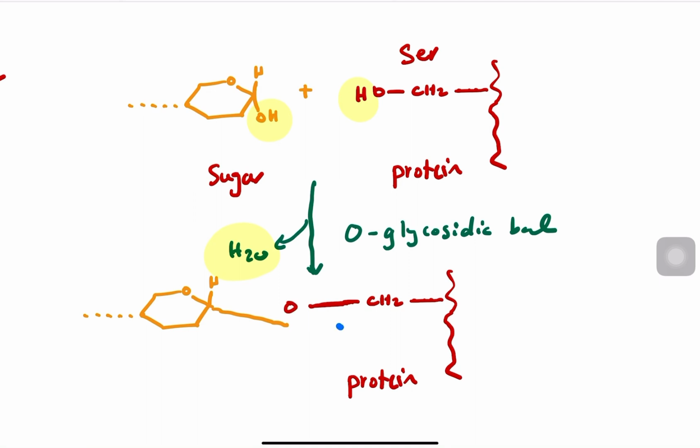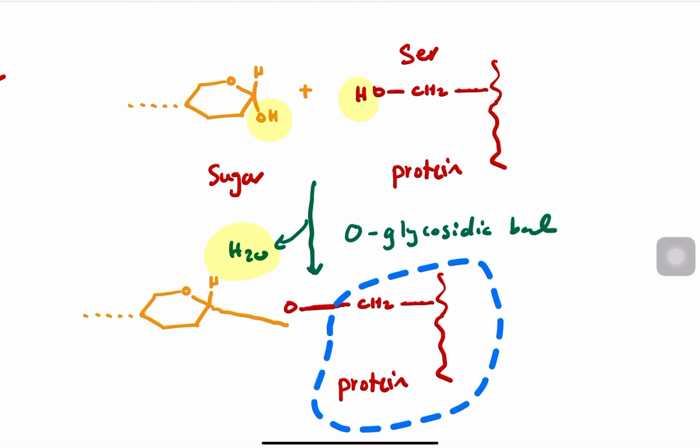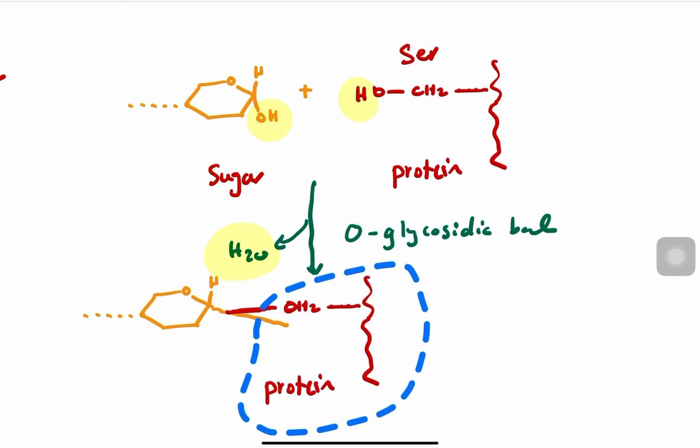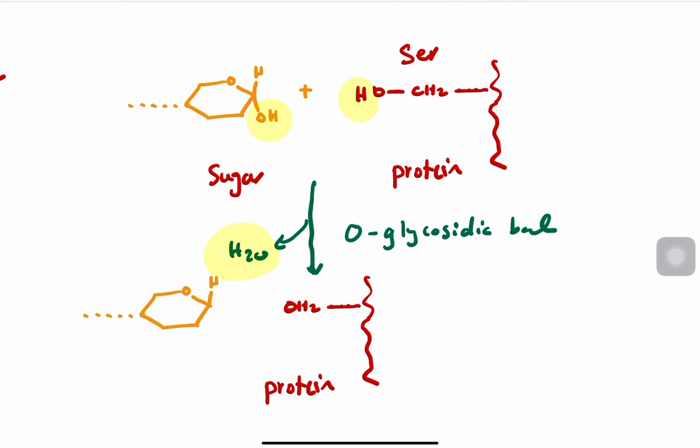Or I can make this difference. And this OH will bind to the CH2, which has one oxygen bound to this carbon, and it is called O-glycosidic. Again, it is a protein bound to the sugar through the amino acid serine, which is very important.